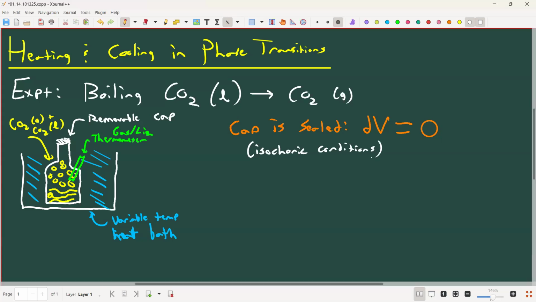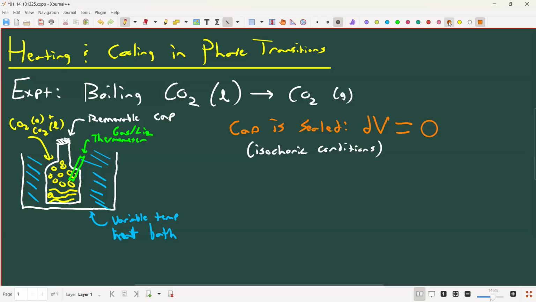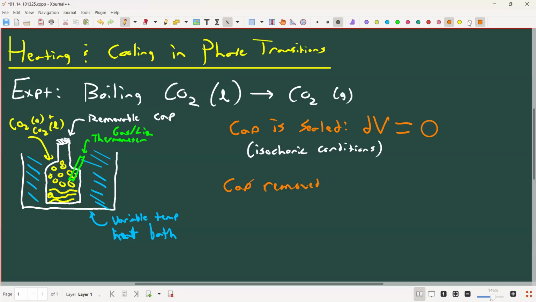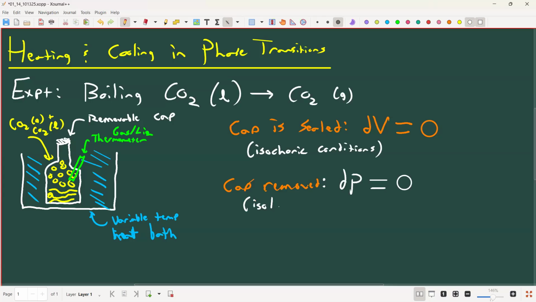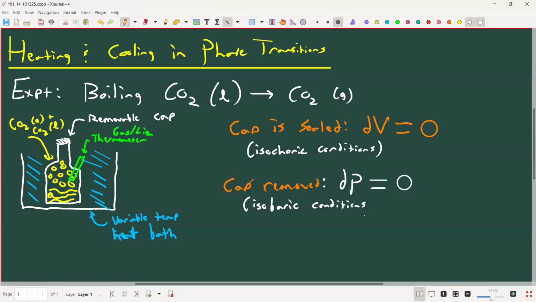That's a little different than what we've been looking at in enthalpy, but the only difference is that the conditions for enthalpy have the cap open. So the cap is open or removed. The volume of the gas can change, but the pressure is constant. And these are isobaric conditions. Very simple. Two different choices. Doesn't matter which one we pick.